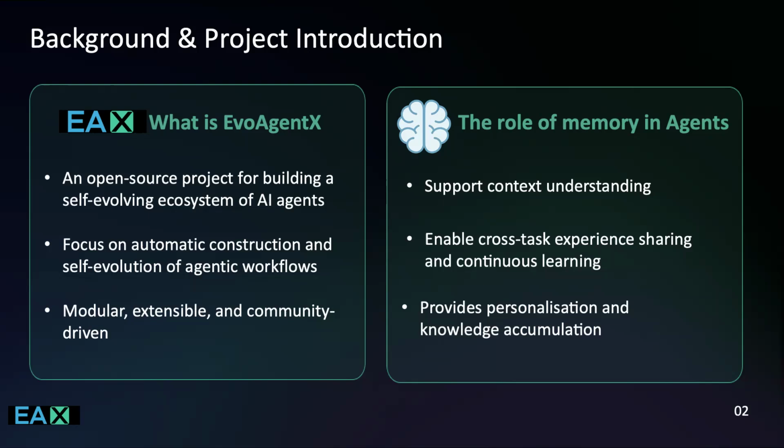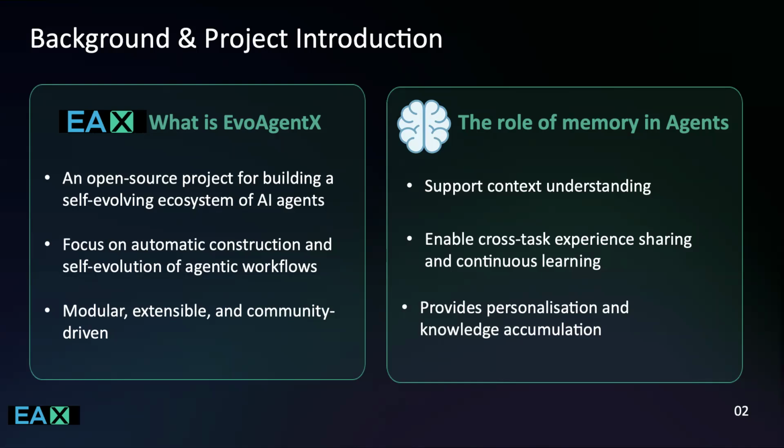Next, I would like to introduce the role of memory in agents. So why is memory important? Because there are some core features of the memory. The memory can support contextual understanding. This means that we can incorporate some context in the prompt to the agent, so the agent can have a better understanding of its current task situation and better execute the current task.